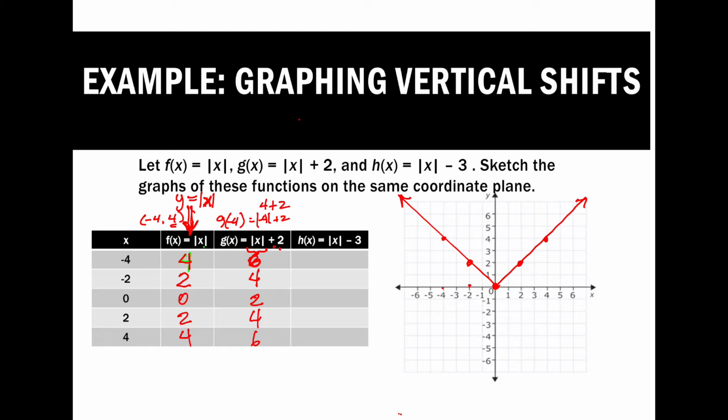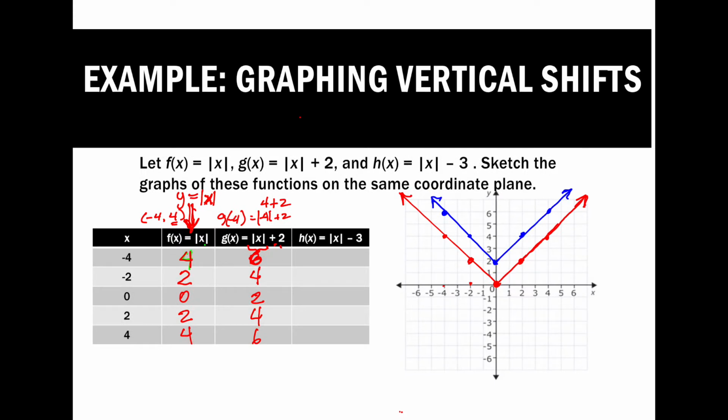Okay. So plotting out these points, I'm going to use a different color here. We're at 0, 2 now. Notice that 0, 2 is my lowest point on the graph. We can call that, it's not really a vertex, but I'd say it's the lowest point on my graph, which is an important idea there. And then 2 gave me 4, 4 gave me 6, negative 2 gave me 4, and negative 4 gave me 6.